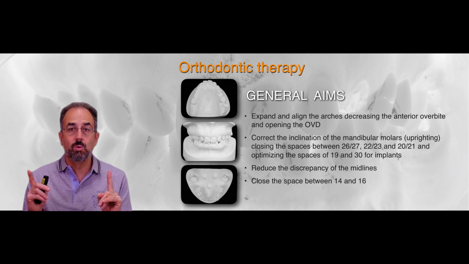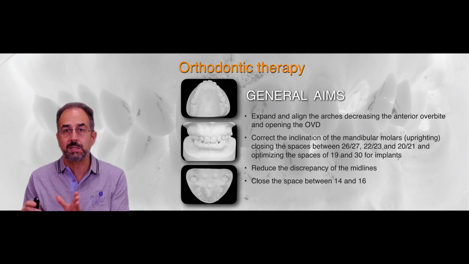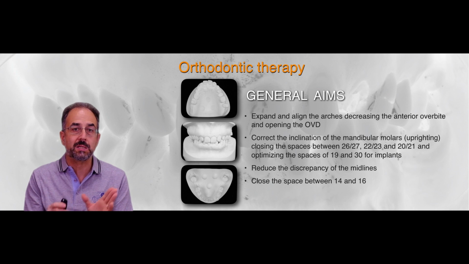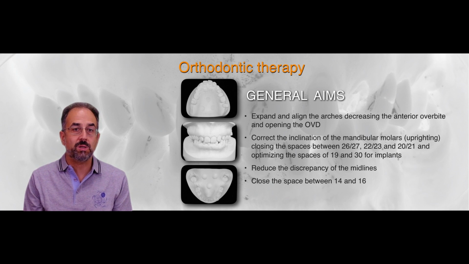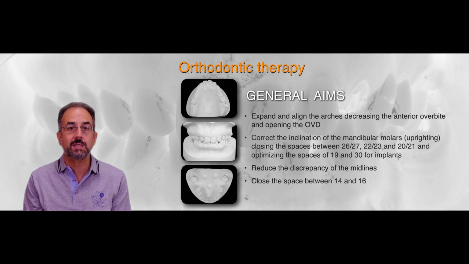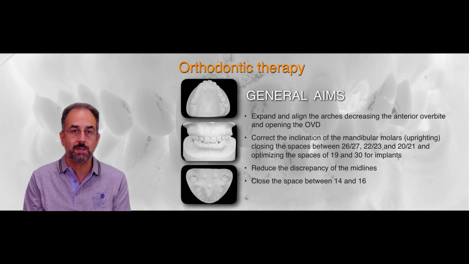We need to correct the inclination, the mesial inclination of the lower molars, and make space for the proper size of implant crowns and implant supported crowns. We need to reduce the discrepancy of the midlines, and of course we want to close the space that is existing in the upper left quadrant between 14 and 16.